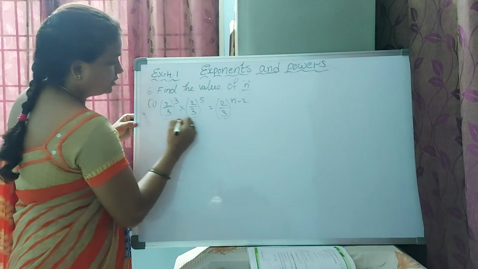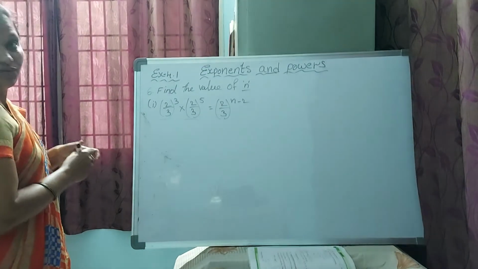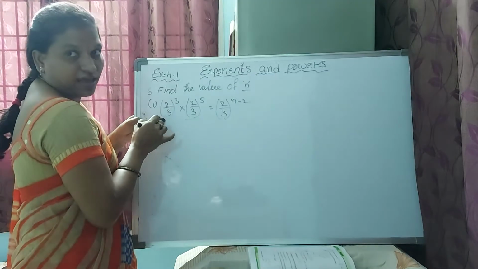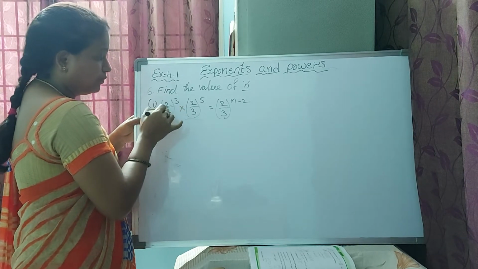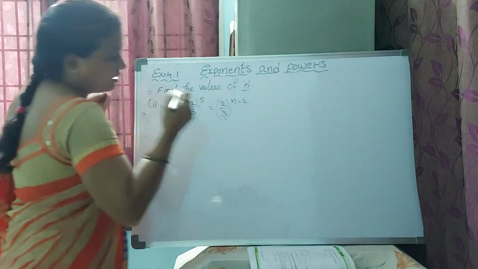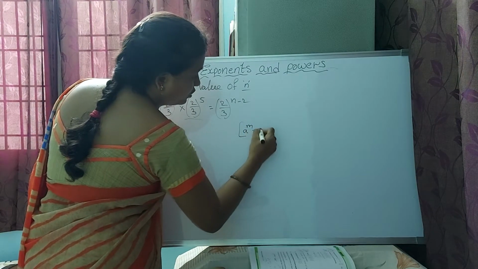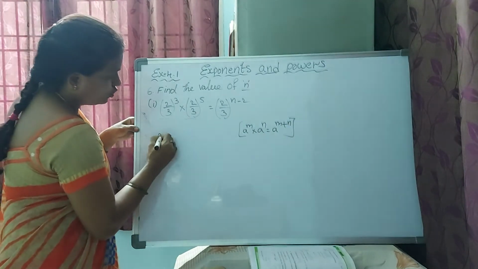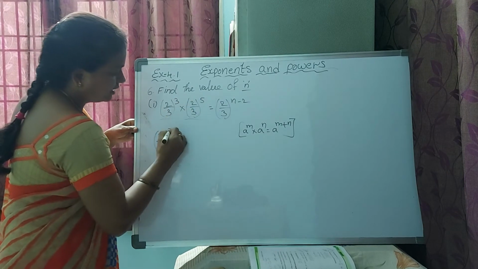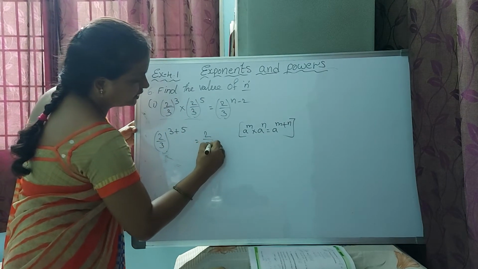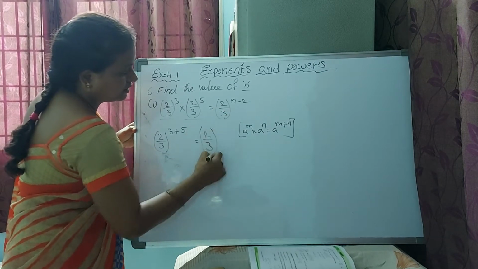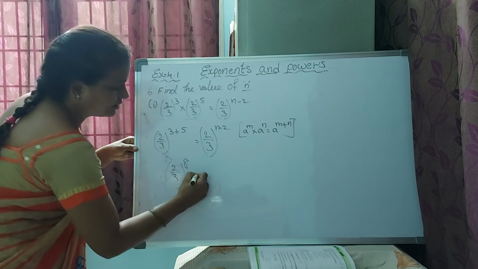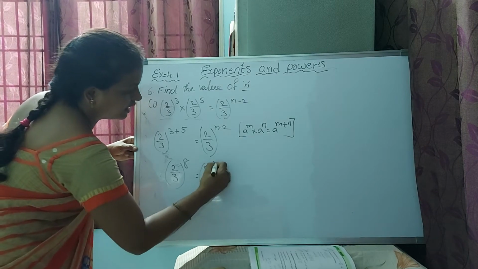Now see here. Think of 2/3 as a. According to the formula, a^m × a^n = a^(m+n). So (2/3)^(3+5) = (2/3)^(n−2). The left side is written as it is, with 3 + 5 equal to 8, so (2/3)^8 = (2/3)^(n−2).